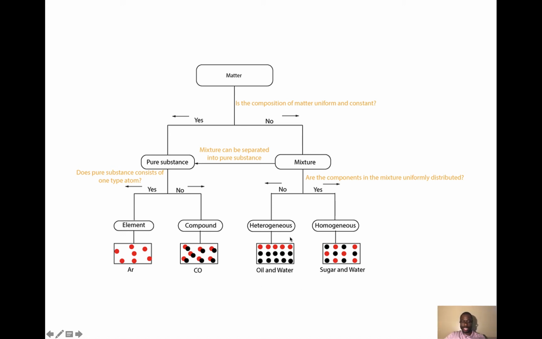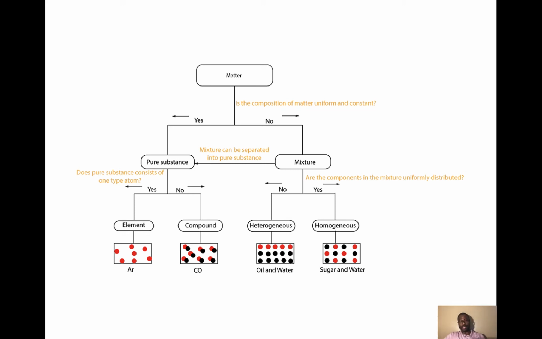So this particle model here is depicting a heterogeneous solution. As you can see, you have a layer of different molecules or atoms on top, and you have another layer of atoms or molecules below the red one. So if the dark circle depicts water, that means the top layer depicts what? Oil. This is just showing that there's a separation between the two layers. They are not uniformly mixed in this case, which makes the solution heterogeneous.